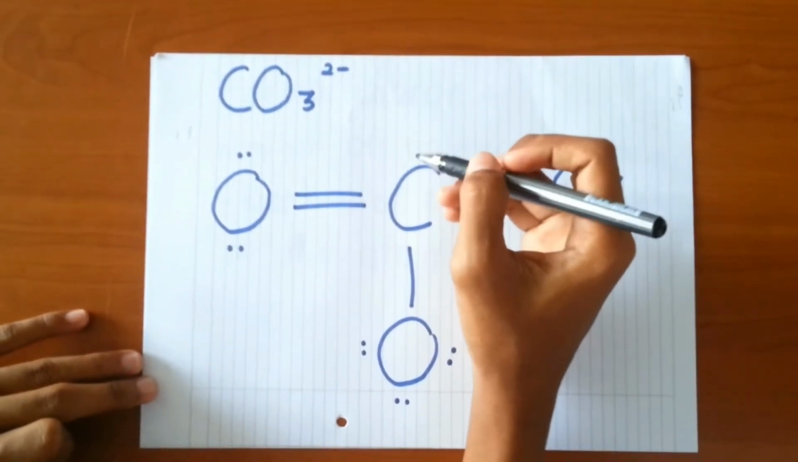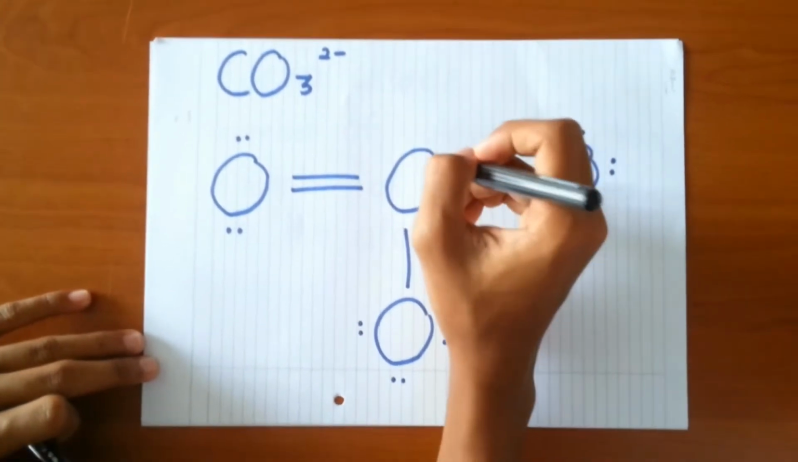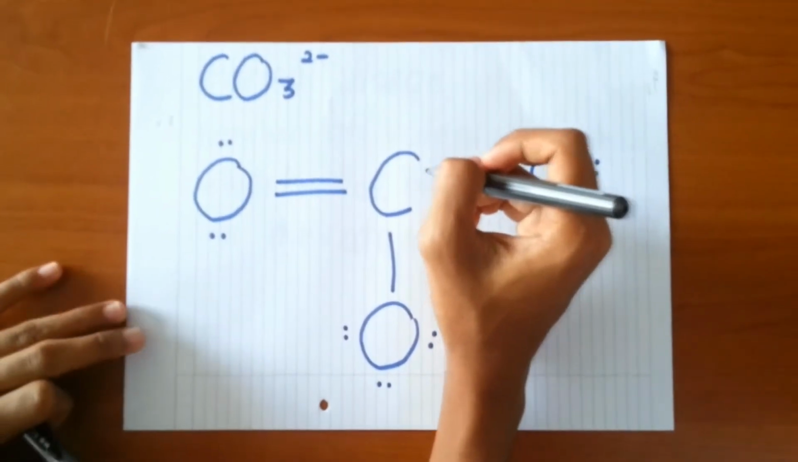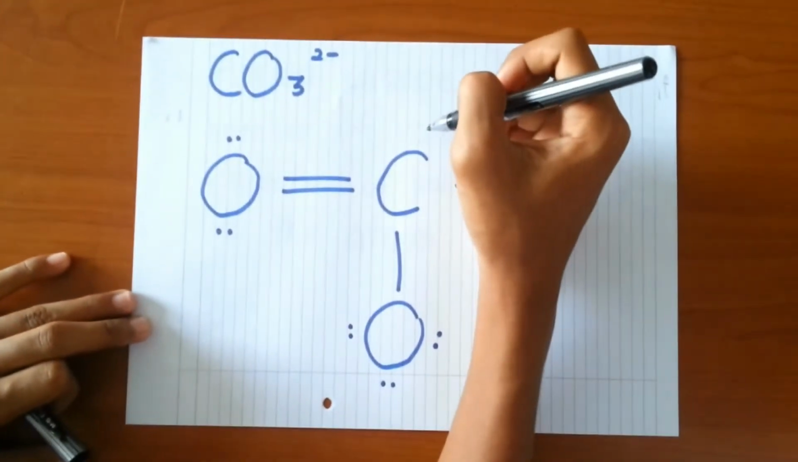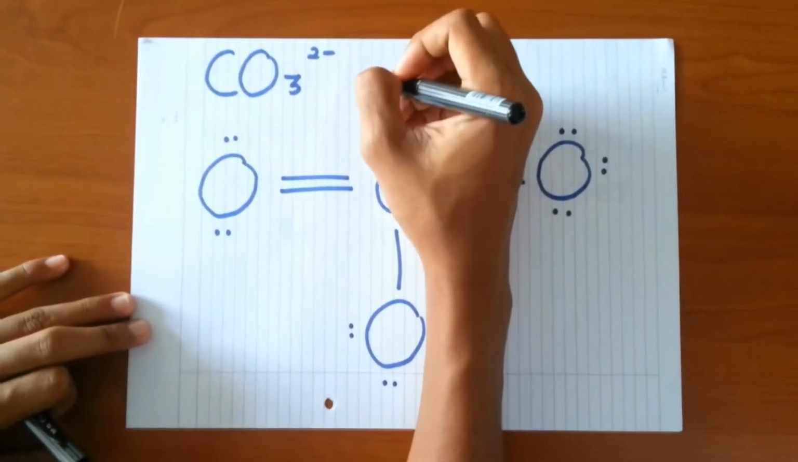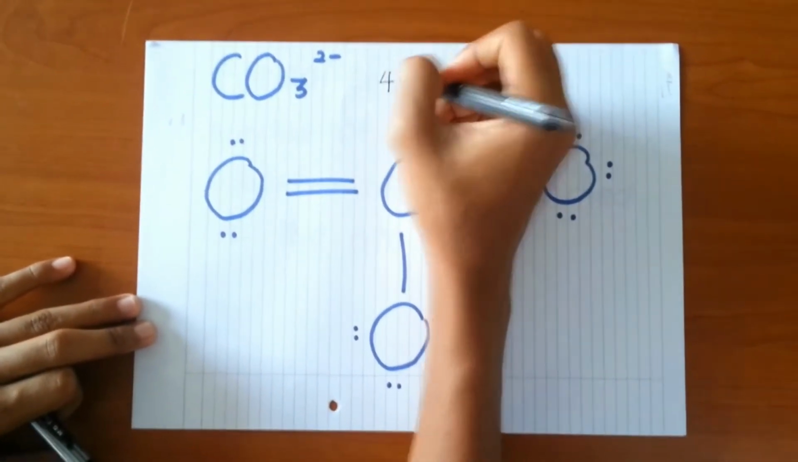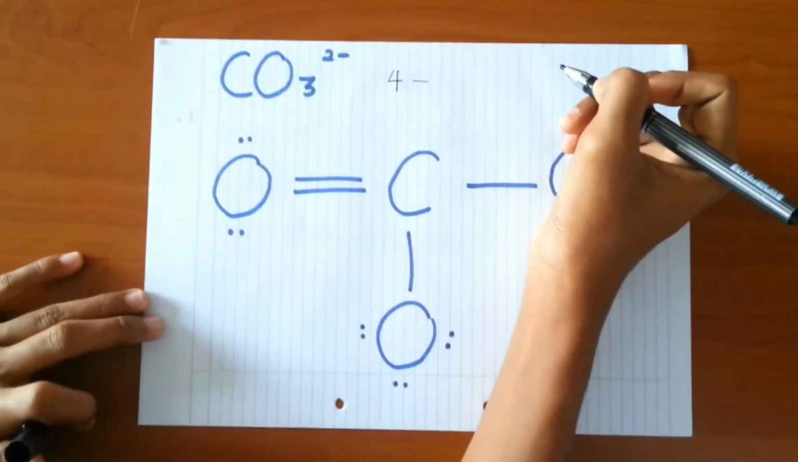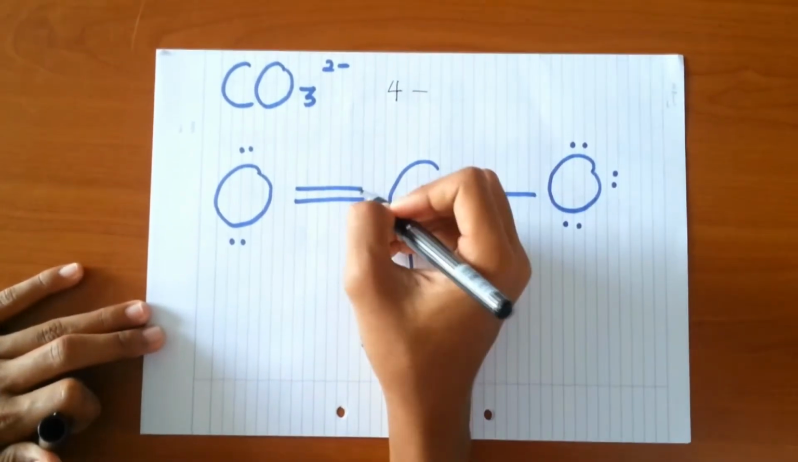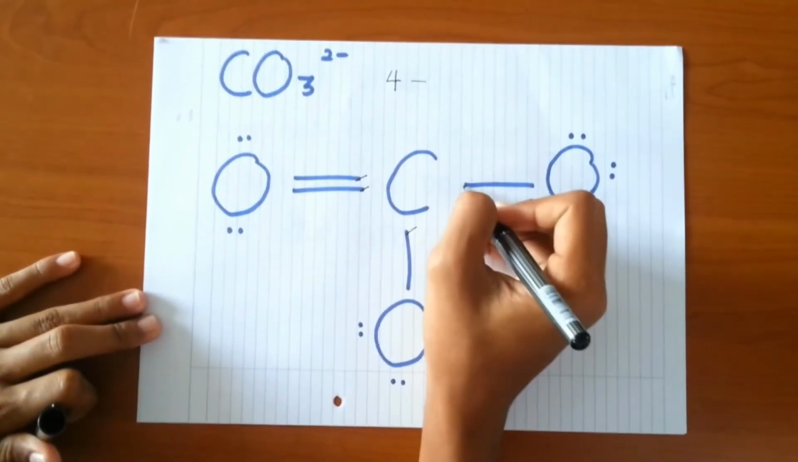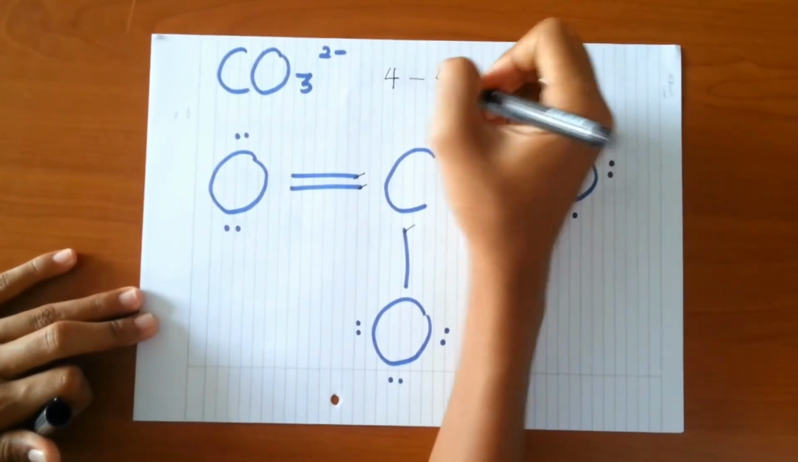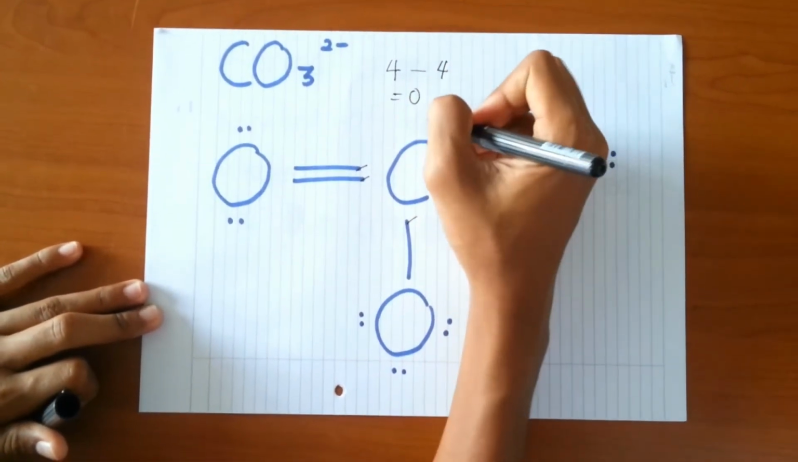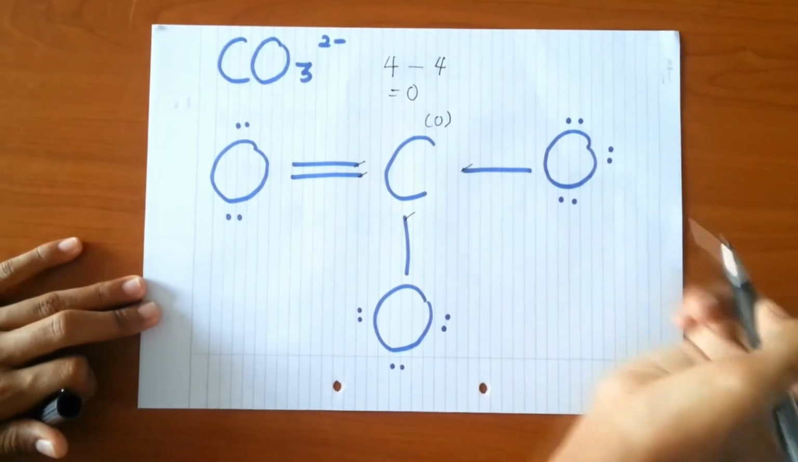To find the formal charge, we need to know the valence electron of the C atom. The valence electron for the C atom is 4. So 4 minus the number of pairs attached to the atom: 1, 2, 3, 4. So 4 minus 4 equals 0. So the formal charge here is 0.